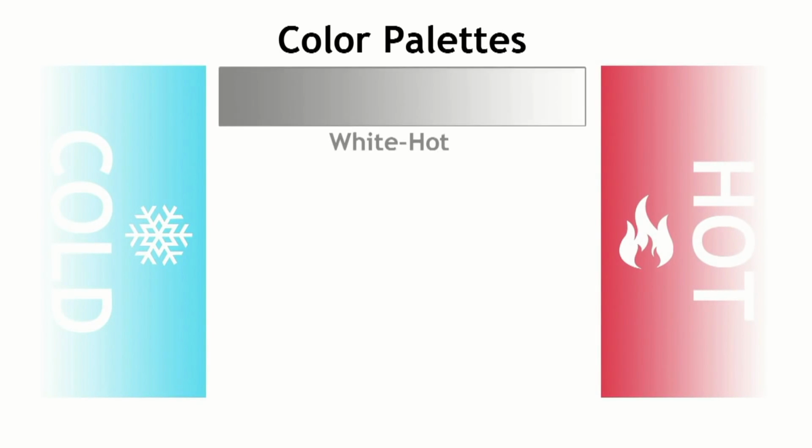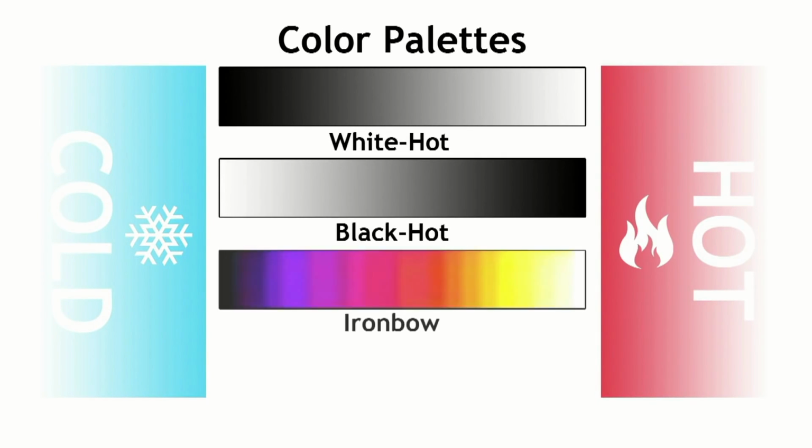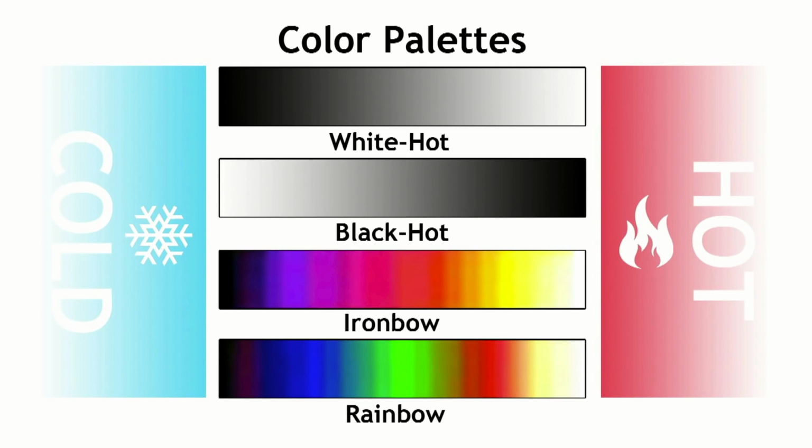There aren't any colors we recognize in the infrared spectrum, so we get to choose what the world looks like by selecting a color palette inside the camera. Different colors represent different temperatures, ranging from hot to cold.